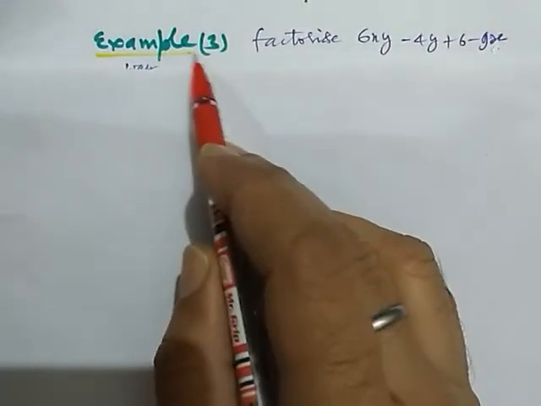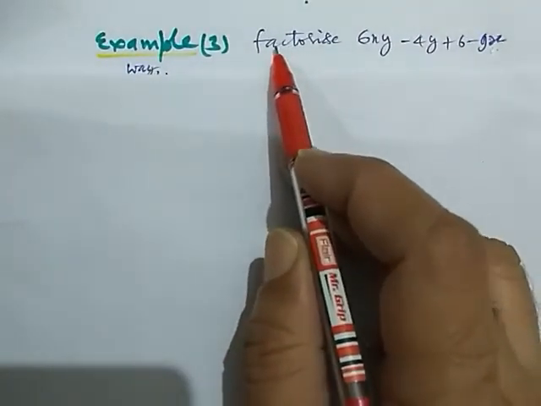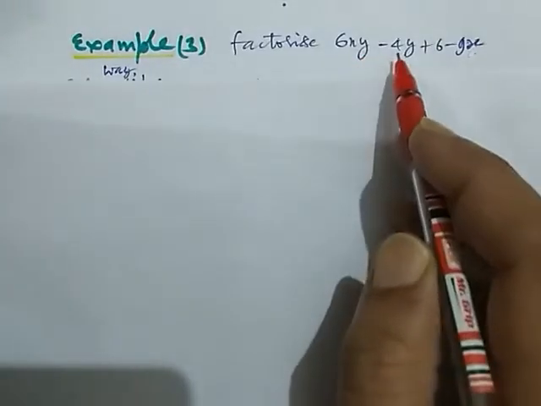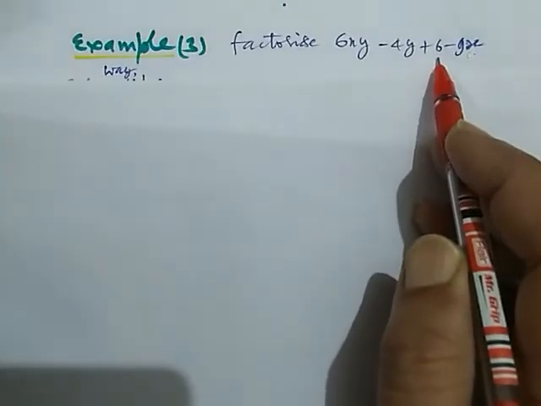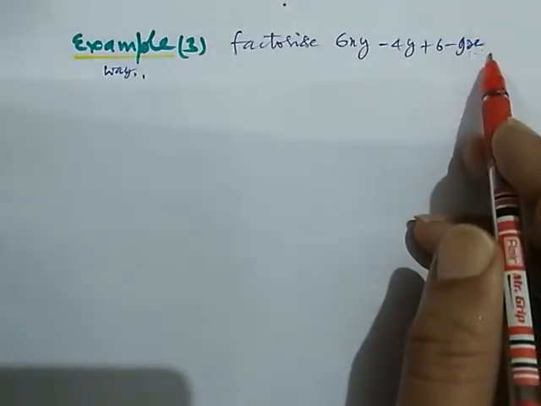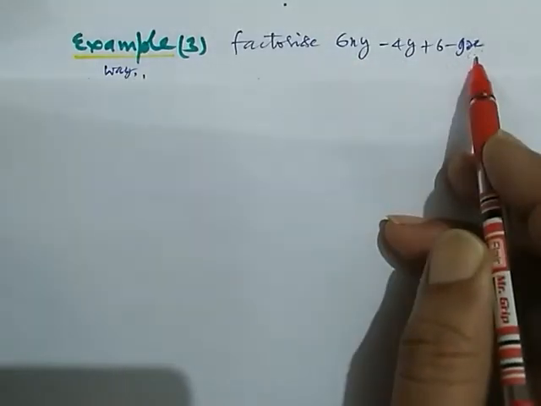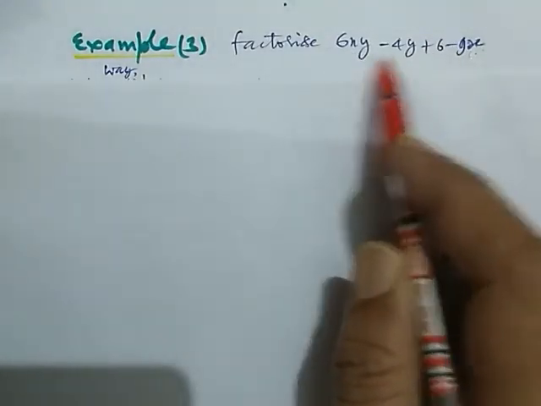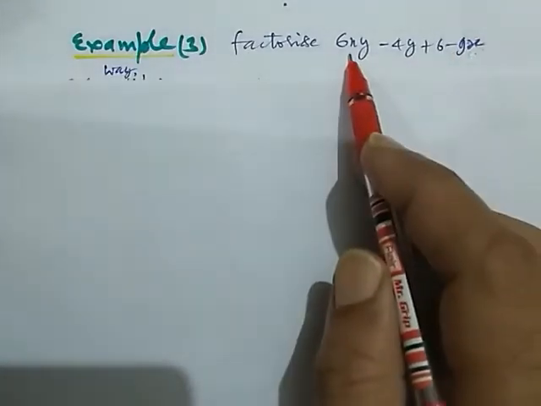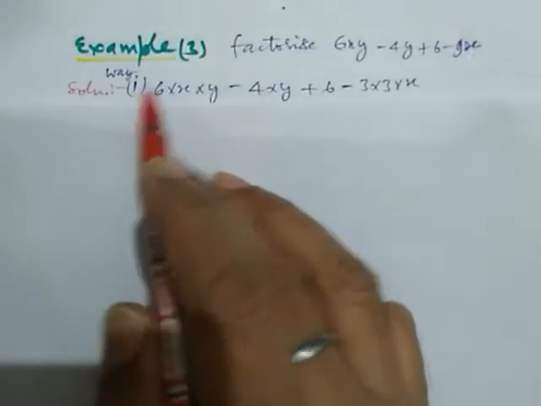Now we take some examples to understand factorization. Here the problem is: factorize 6xy minus 4y plus 6 minus 9x. If we look at this expression, we find there is nothing common. But if we regroup the terms, there may be something common, and there may be more than one way to factorize this. So first we take the first way.